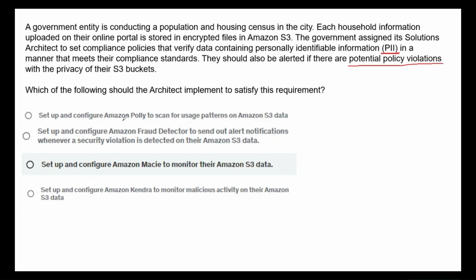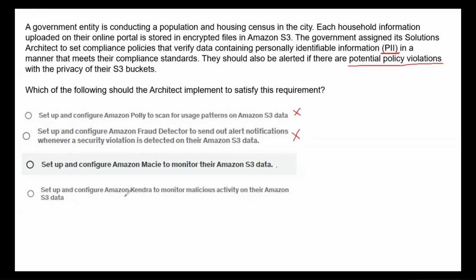One is set up and configure Amazon Polly to scan for usage patterns on the S3 data. So this is wrong because Amazon Polly is totally used for a different purpose. Then we also have set up and configure a fraud detector to send out alert notifications whenever a security violation is detected. So this is more to do with some security frauds that is happening within the environment. So this is also not related. So set up and configure Macie to monitor their Amazon S3 data. So we'll come to this option.